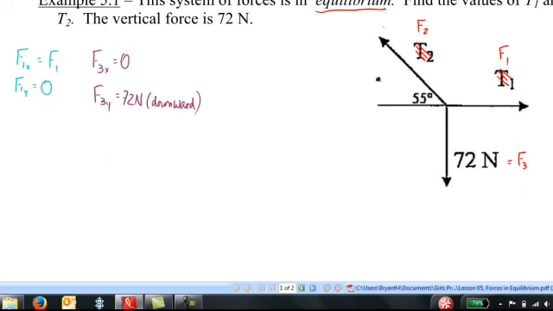And likewise, F1x is equal to a positive number. We don't know what it is yet. We've got to figure it out. But whatever it is, it will be positive because we call to the right positive. Now we need to figure out components for F2.